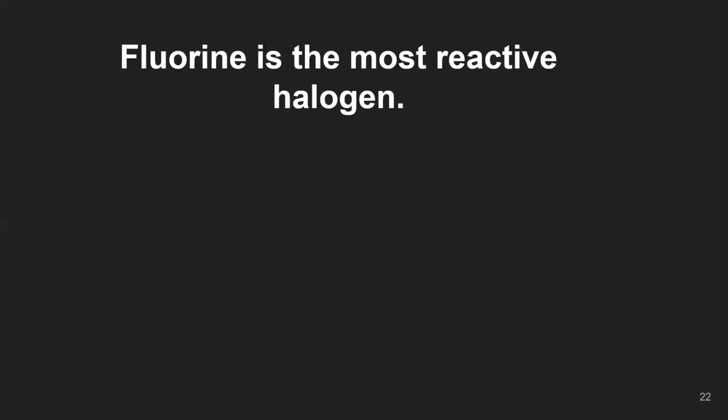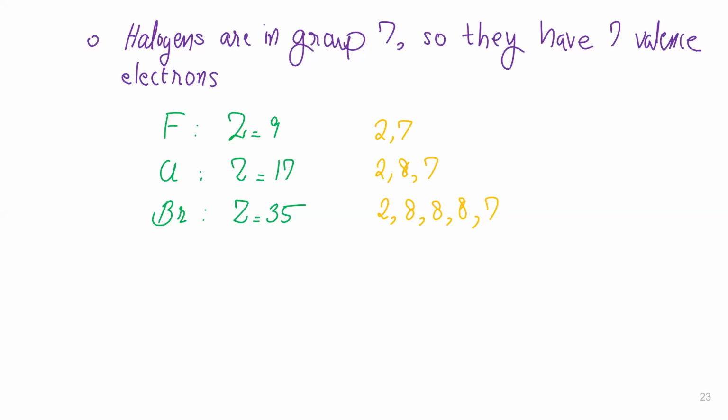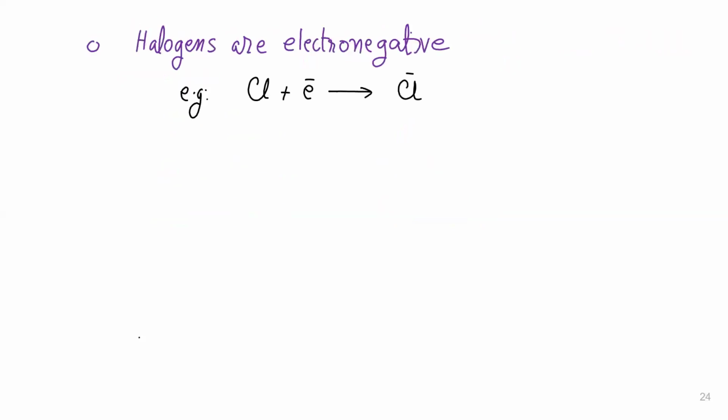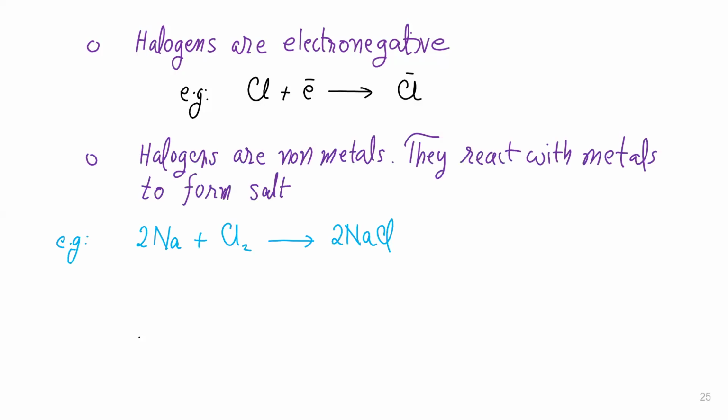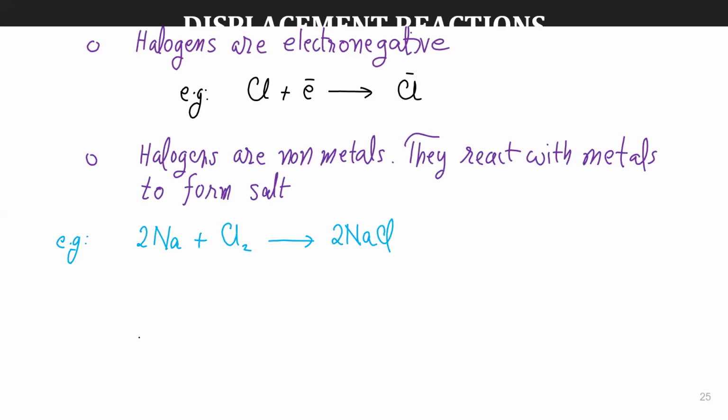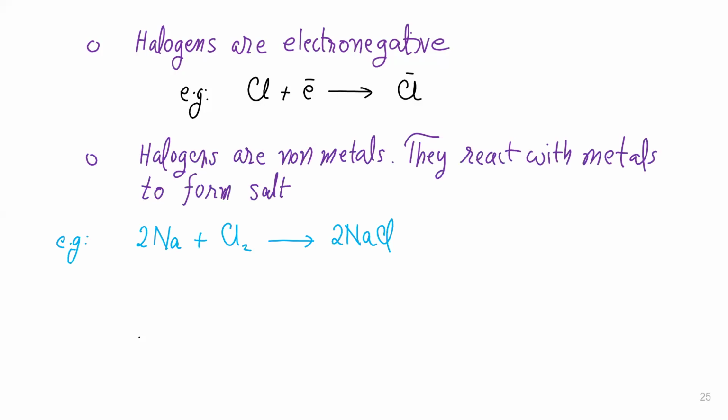Fluorine is the most reactive halogen. So halogens are in group 7. So they have 7 electrons. Look at this: 2, 8, 7. Halogens are electronegative. So this is my third concept for today. Halogens have a tendency to gain electrons. Halogens are non-metals, so they react with metals to form salt. Halogen means salt former. Look at the two properties: halogens are electronegative, they have a tendency to gain electrons, and they have a tendency to form salt.